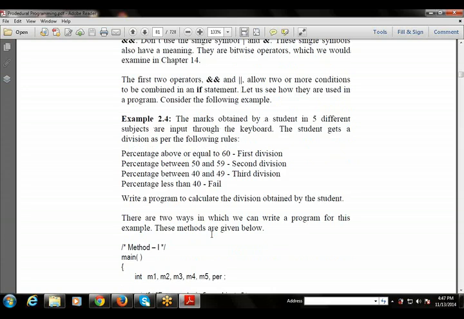So this is the question: 5 inputs are given, that is the 5 subject marks, and on the basis of the marks the percentage will be calculated. And when the percentage is calculated, this is how the division will be decided. If the percentage is greater than 60, first division; less than 40, fail; and then the second and the third division. So these are the multiple scenarios used for first, second, third and fail.